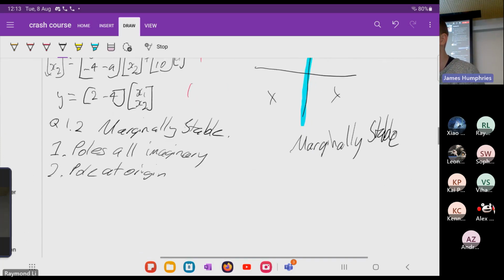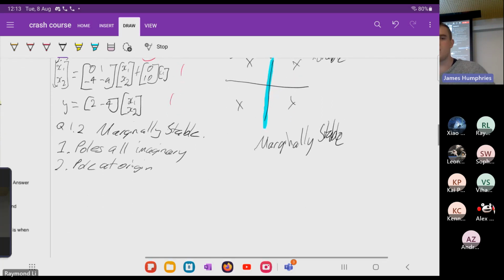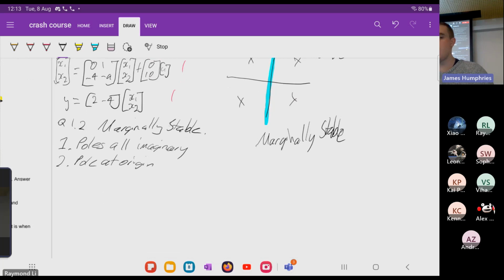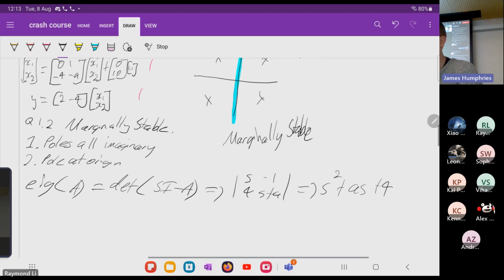So, with that understanding, we need to figure out where our poles are. Naturally, we need to find the eigenvalues of our A matrix, which is the determinant of sI minus A, which is going to give us the determinant of s minus 1 for s plus alpha, which gives you s squared plus alpha s plus 4. All right.